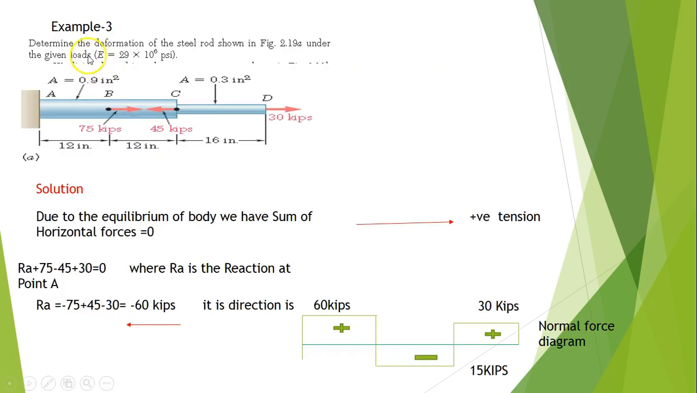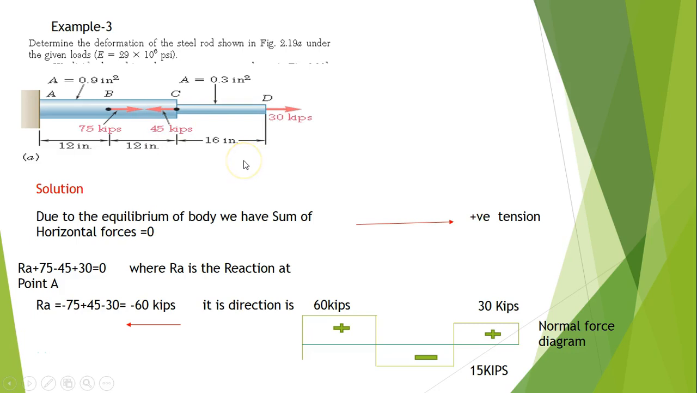For the third example, determine the deformation of the steel rod shown in figure 2.9a under the given loads, where the modulus of elasticity is 29 times 10 to the power of 6 pounds per square inch. Here we have a body which consists of 2 sections, each section having a different area. The first area is 0.9 inch square and the second one is 0.3 inch square, and it is being loaded by opposite forces.